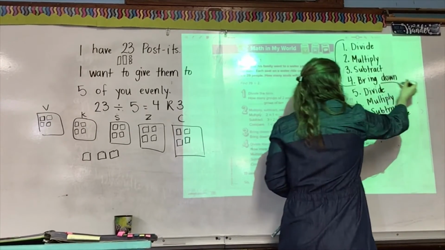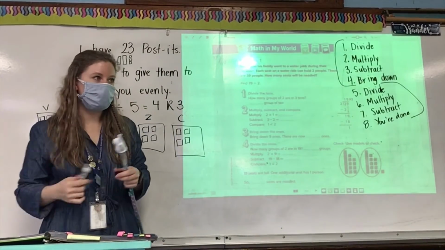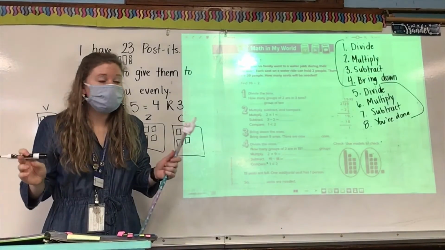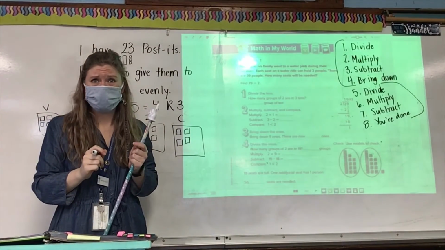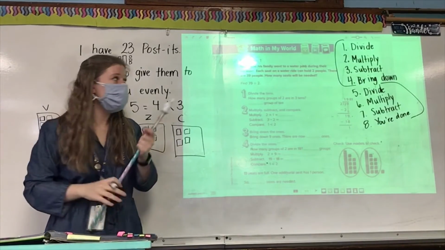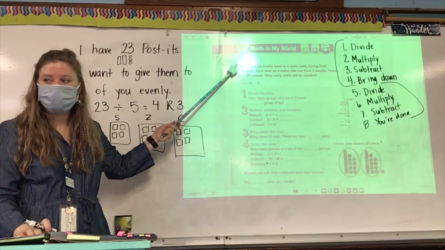And then there's another group? You do this group of steps for each digit, for each place. Okay? So once you know the steps, it's really not so bad. And then you just repeat when you're done with the place. So everybody, finger or pencil on example 1.